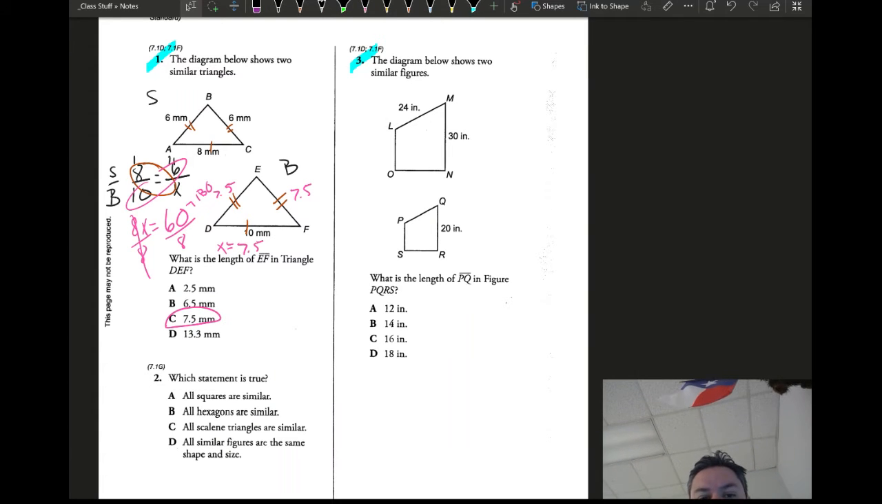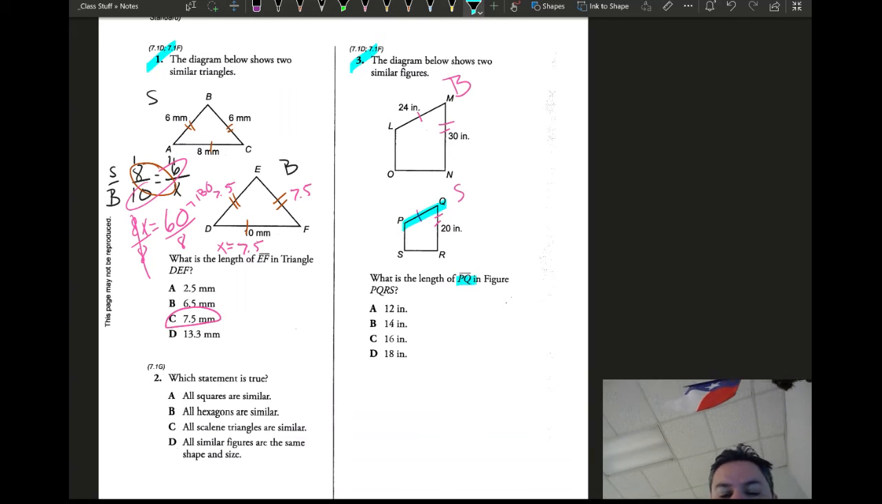Another similar one. I have 24 and 30. This is the big one, and this is the small one. You can do 1, 2, 1, 2. So I'm looking for PQ, which is the one tick mark. I'm looking for this line right here.